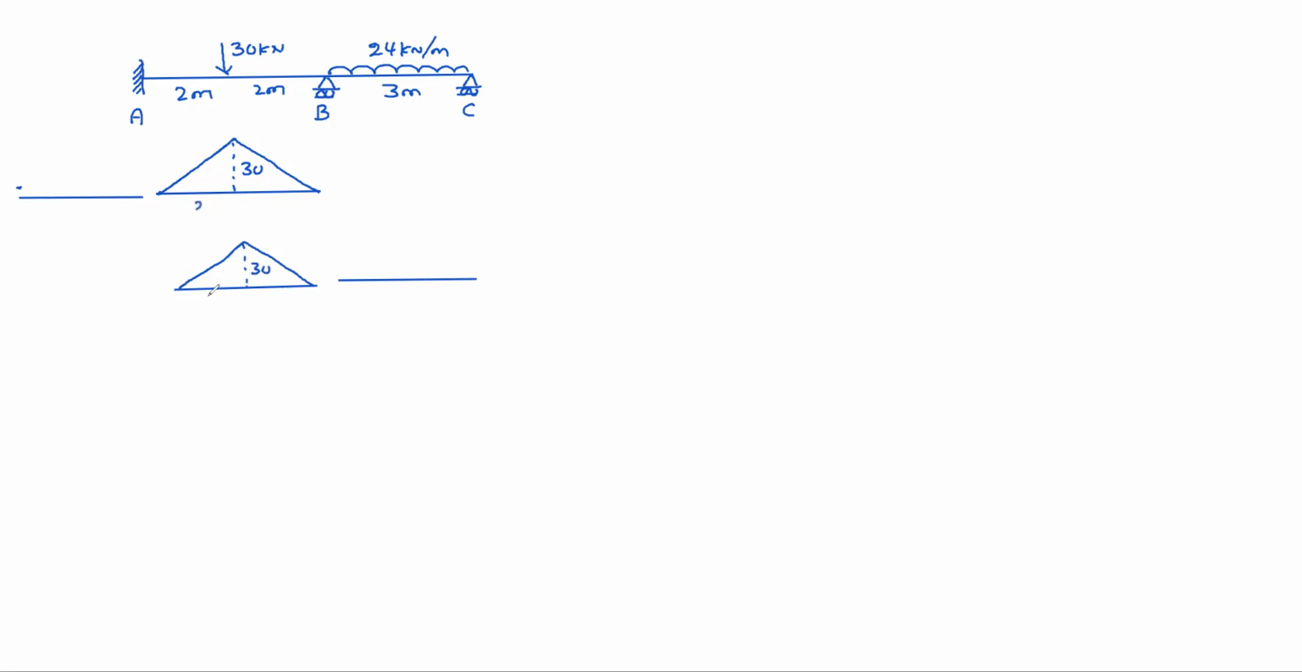30. Here WL square by 8. 3 square by 8. How much? 9 by 8, 72. 27. One point five, 1.5. So here A, B.